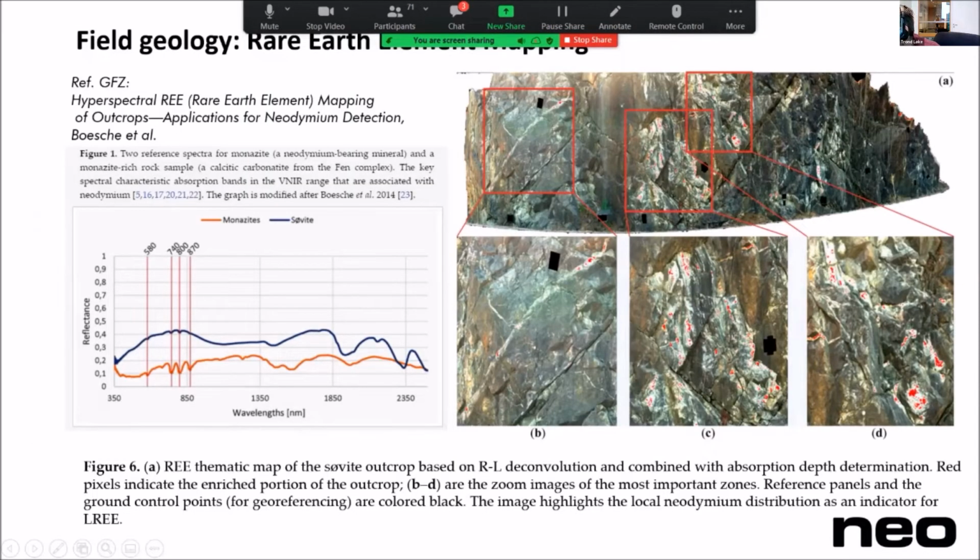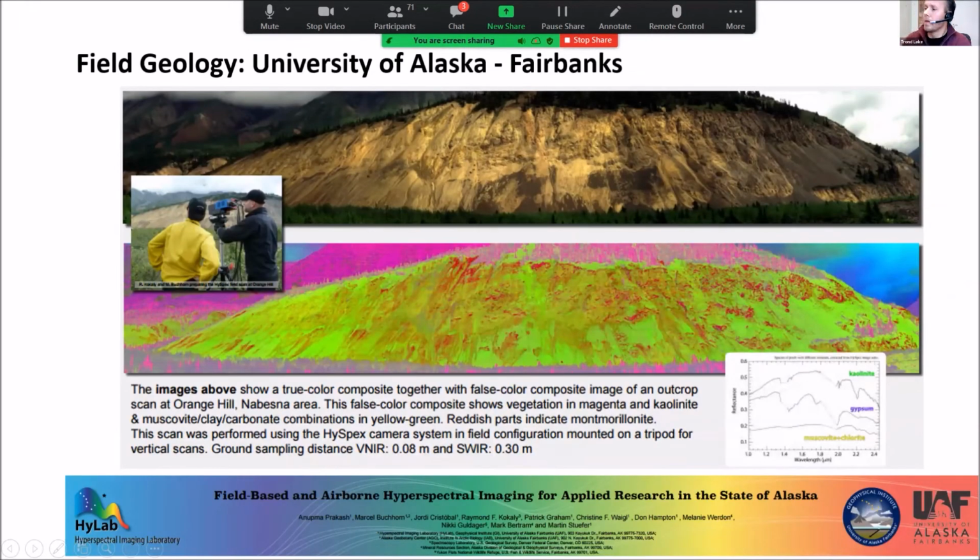Yeah, GFZ. Agnar here worked for GFZ before. Yeah, they have been our customers for 12 years now, doing a lot in the field of geology, and the rare earth elements is one of them. University of Alaska as well, doing mineral classification from a tripod.